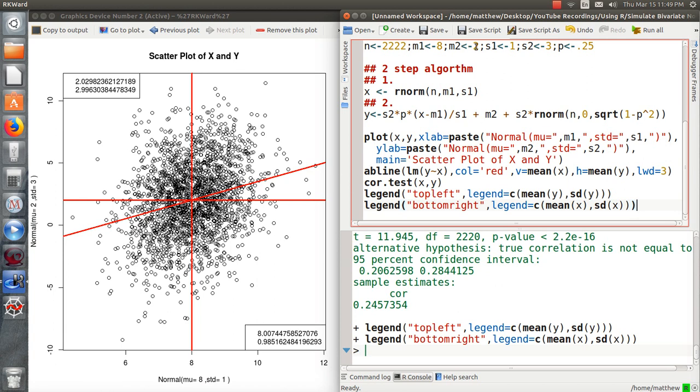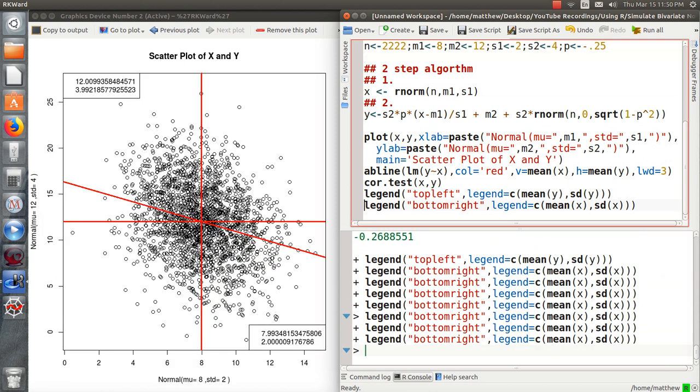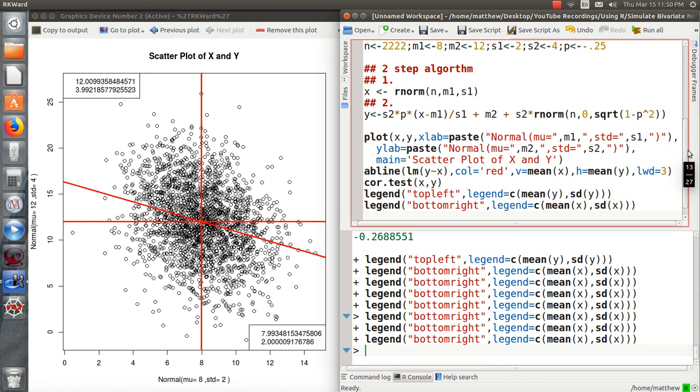Let's change the means. Let's make this 12. The standard deviation 2 and this 4. And then let's make this a negative correlation and see what we get. So this is our value. Negative correlated.